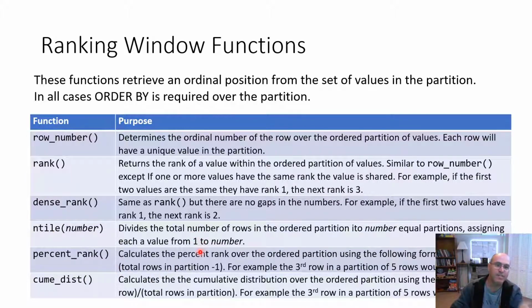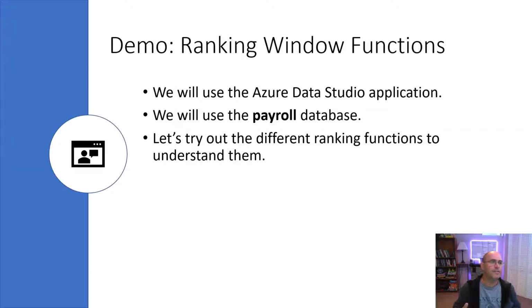And they're evenly split. So percent rank and cume dist, these are just different ways that you can partition the values across a range from 0 to 1. And these are best explained through an example. All right, let's try out the different ranking functions here. This is going to be a really simple demo to just demonstrate how each of the different ranking functions works.